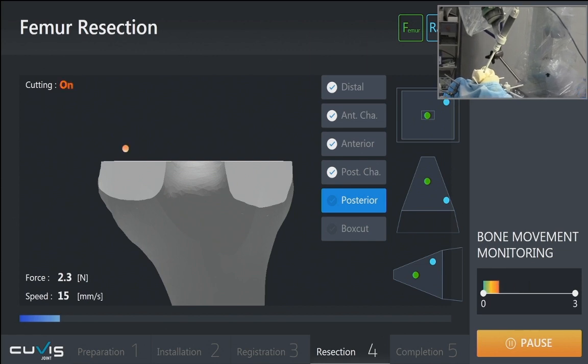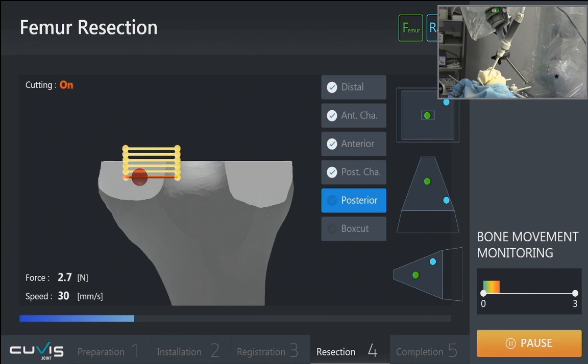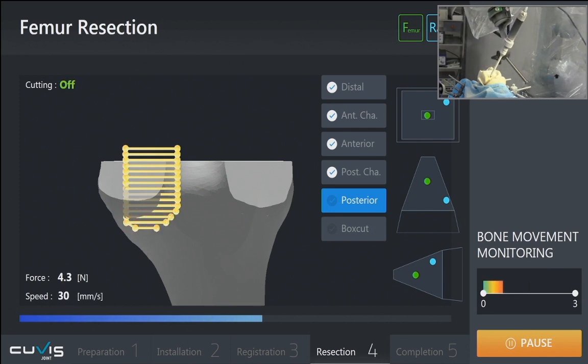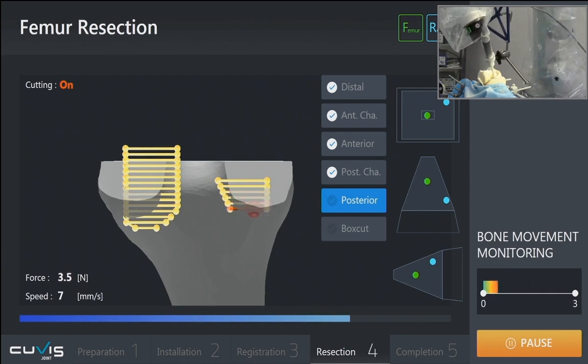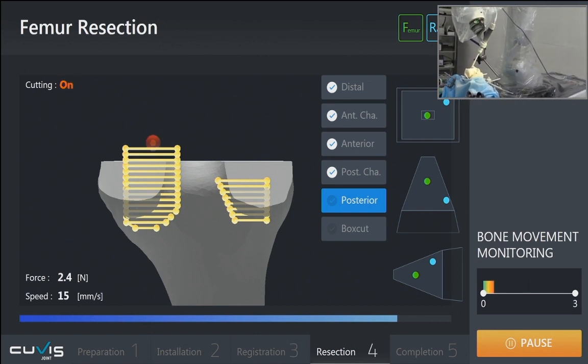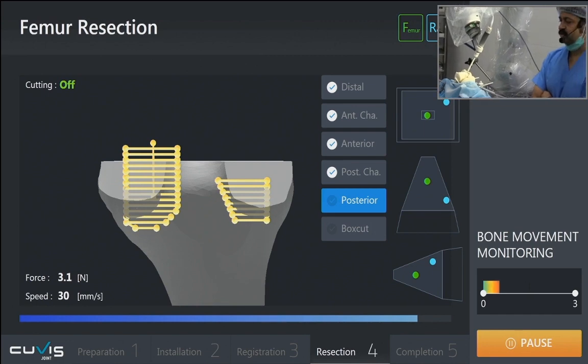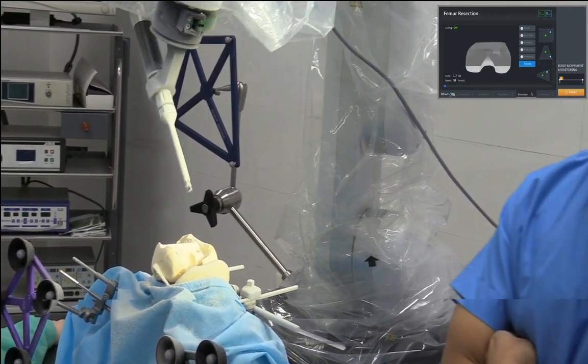Now it is going to do the posterior cut. It makes the lug holes as well, as you can see. And finally it does the box cut.